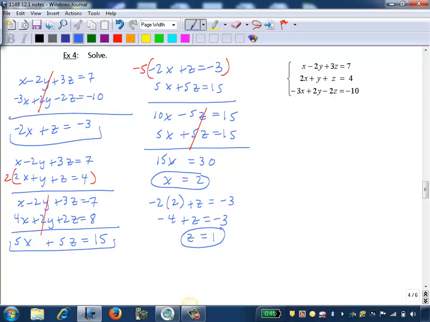So now I just can take my x and my z, and I can go back to any of the three original equations to get that third variable y. So I'm going to plug into the second equation here, just because the y doesn't have a coefficient. It's a coefficient of 1, so it'd be easiest to isolate that. So I'm going to plug in 2 times x, 2 times 2, plus y, plus z. I'll put a 1 in for the z, will give me 4. So this will give me 2 times 2 is 4, plus 1 is 5.